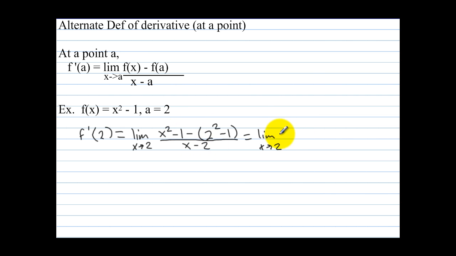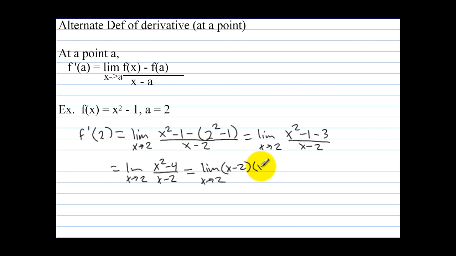All right, let's continue. We have x squared, let's see, minus 1 minus 4 minus 1 is 3, all over x minus 2. Now that's equal to the limit as x approaches 2 of x squared minus 4 all over x minus 2. And now on top we have the difference of two squares. So we have the limit as x approaches 2 of x minus 2 times x plus 2 all over x minus 2.